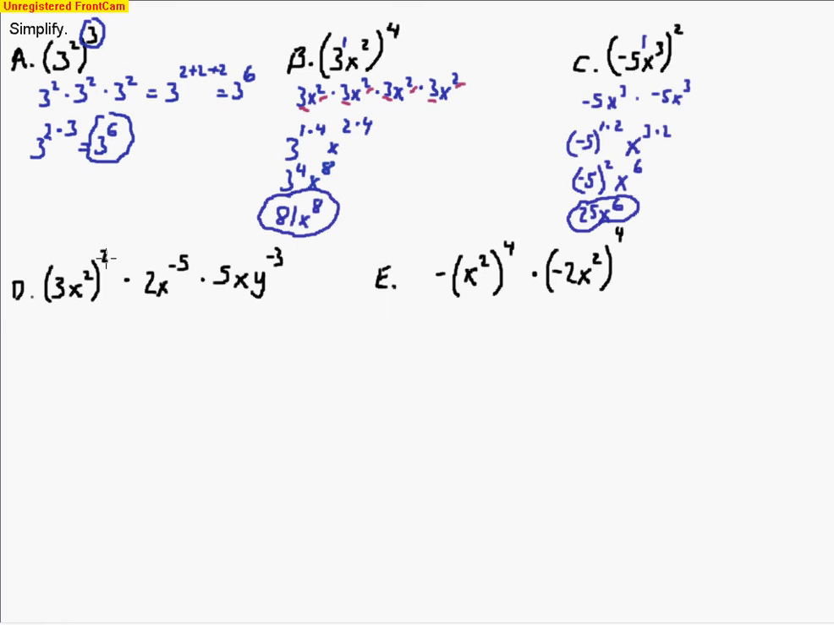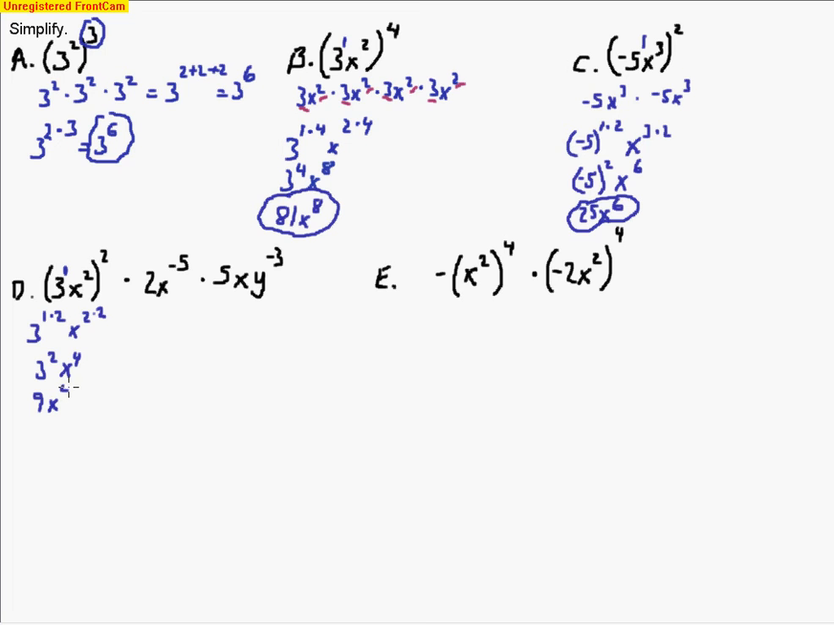3x squared all to the 2nd. So again, we've got groups, 2 groups of this 3x squared. So treat this exponent as 1. If you don't see the exponent, it's always 1. So it's 3 to the first times by 2, x to the second times by 2. And so what this makes is 3 squared, and this makes x to the fourth. And when I go ahead and multiply out these 3's, I get 9x to the 4th.